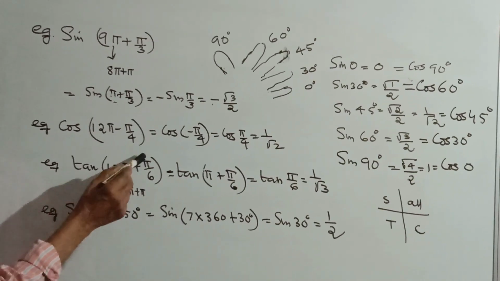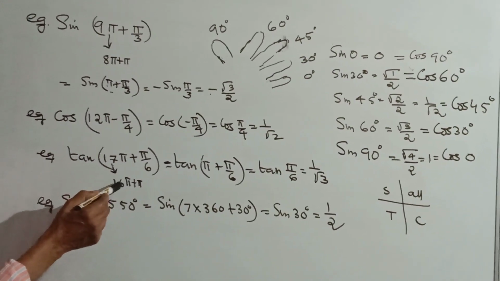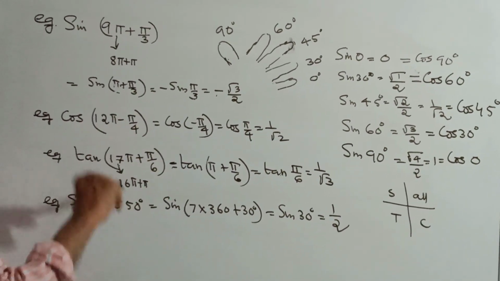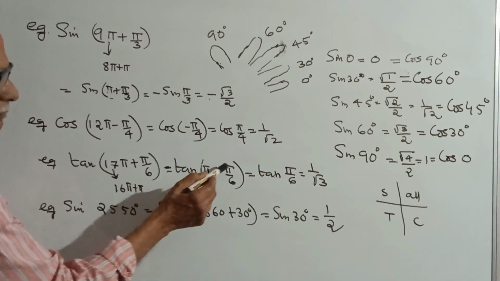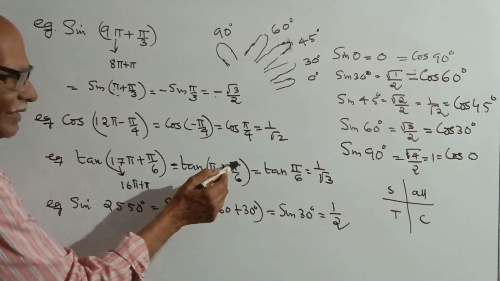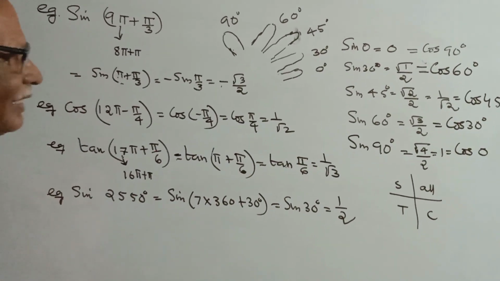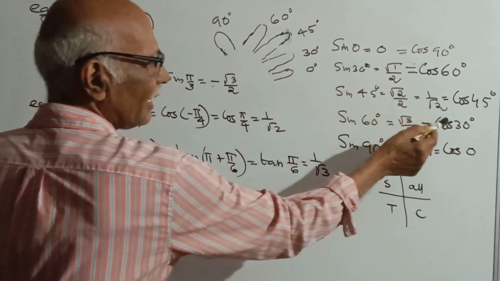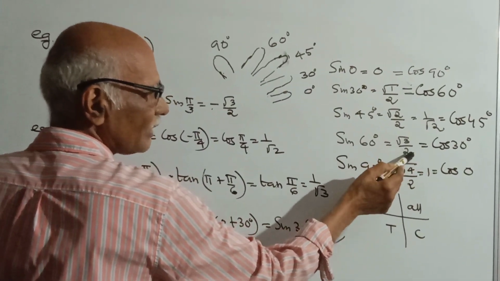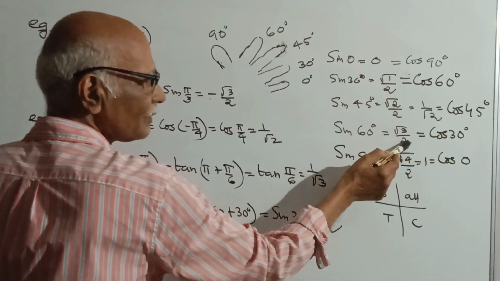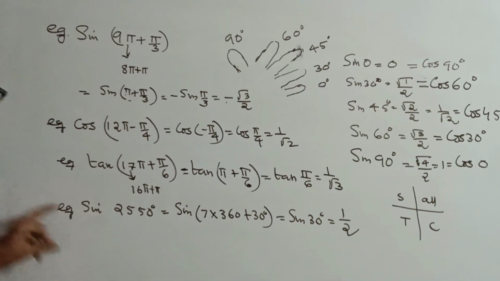Tan of 17 pi plus pi by 6. 17 pi is 16 pi plus pi, and 16 pi is complete revolution, so you can remove it. So it is tan of pi plus pi by 6, which is in the third quadrant. It is tan pi by 6, and tan 30 degree is sine 30 by cos 30. Sine 30 is 1 by 2, cos 30 is root 3 by 2. So 1 by 2 divided by root 3 by 2 is simply 1 by root 3. Answer comes.